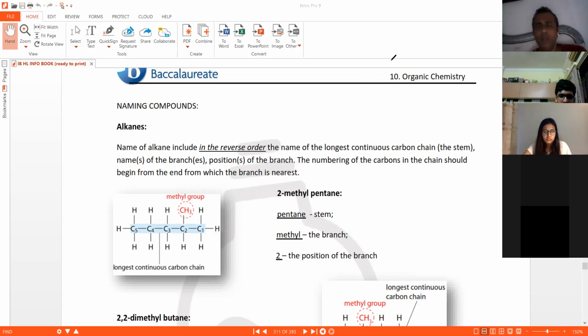So always, in all the cases, whether it's a branch or a substituent, whatever, you should start counting from that end where the number that you get is the smallest number. Always the smallest number you take.